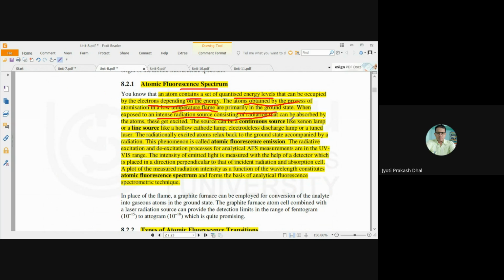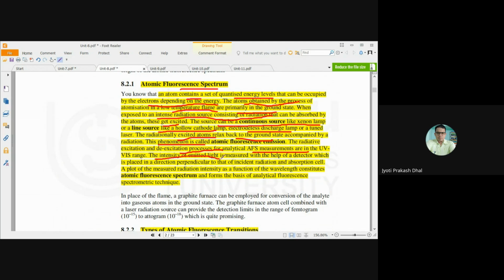So when exposed to an intense radiation source containing radiation that can be absorbed by the atoms, they get excited. The source can be a continuous source like a xenon lamp, or a line source like a hollow cathode lamp, electrodeless discharge lamp, or tuned laser. And the radiationally excited atoms relax back to the ground state, accompanied by radiation, and the phenomenon is called atomic fluorescence emission. The radiative excitation and de-excitation processes for AFS measurement are in the UV visible range.